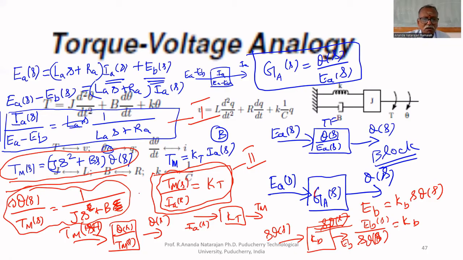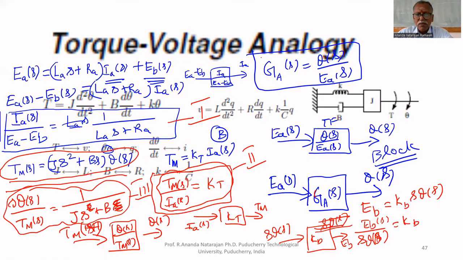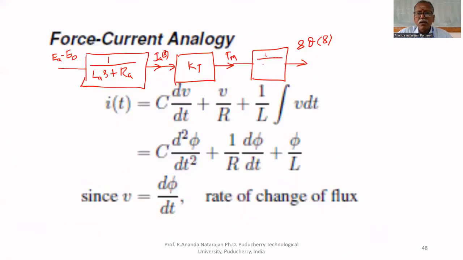Now, this is the third block. Bring that third block there. What is the input? Tm is the input. Output is S theta of S. What is the transfer function here? 1 upon Js plus B.